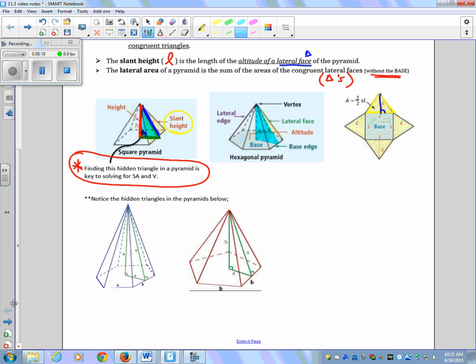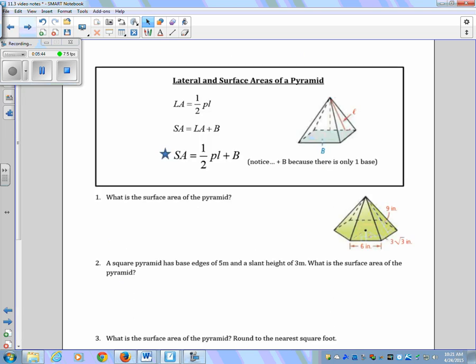Let's highlight this one. Hidden triangle here. There's the height, the apothem, and the slant height. That makes that triangle. Here, height, apothem, and slant height. Actually, these diagrams here used S for slant height, but we're going to use l. Sorry, I took those off the internet. Okay, that's the triangle that we're going to be looking at.